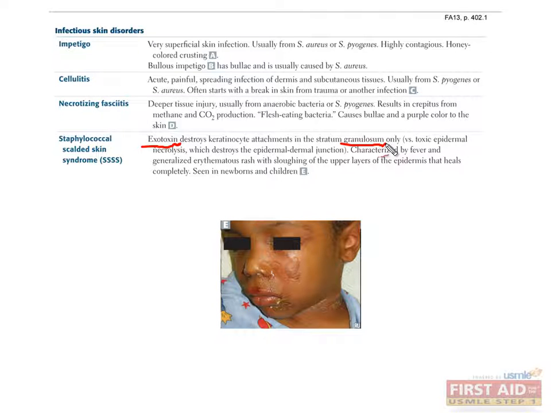Classically, it's thought to happen in newborns and children. Two things help to confirm the diagnosis. First, you should expect that since this is a diffuse disease, there will be some systemic signs, like fever. The second is that the disease should cover the body almost head to toe, and not just be focal, like you'd expect in impetigo, cellulitis, or neck rash.